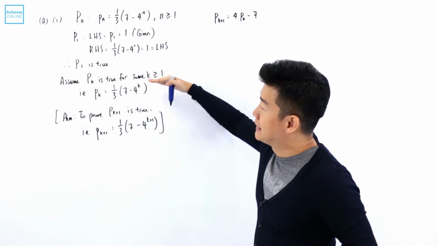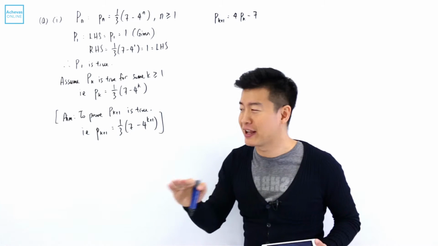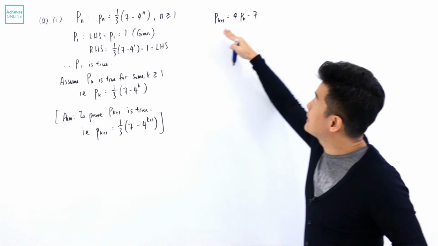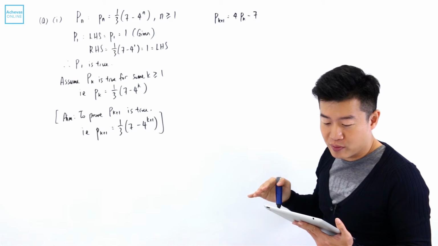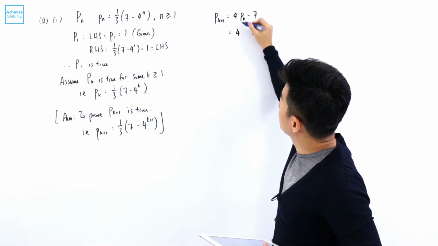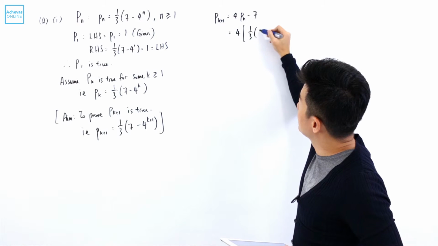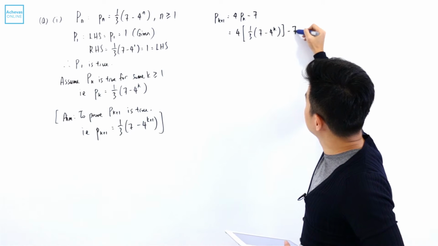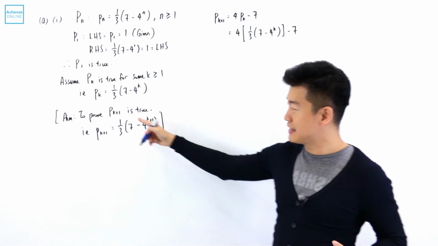Because this is not something that I've proven true. I've only assumed that it is true. But what I'm trying to prove is that this one can be true as long as the previous one is true. And that can be done by making use of the recurrence relation that the question has given to me for this sequence. Okay, so from here, it is 4 multiplied by Pk, which I've already assumed true. It is 1/3 (7 minus 4 to the power of k), then minus 7.